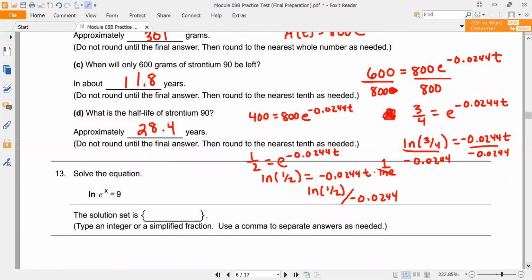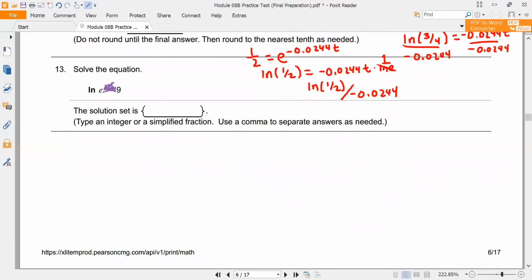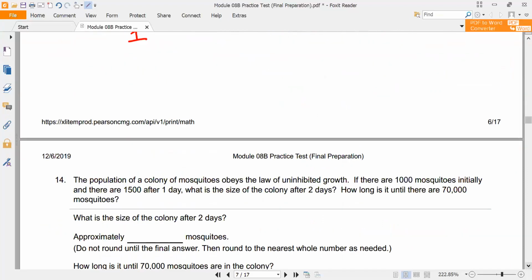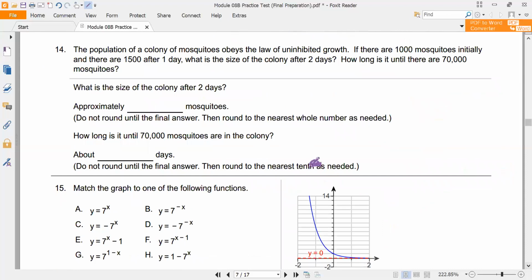Okay, which leads us to number 13, solve this equation. And this is another one, bring your power to the front. X times natural log of E equals 9. We learned that natural log of E is a 1, so X equals 9. That one is super simple, just seeing if you know what natural log of E is.